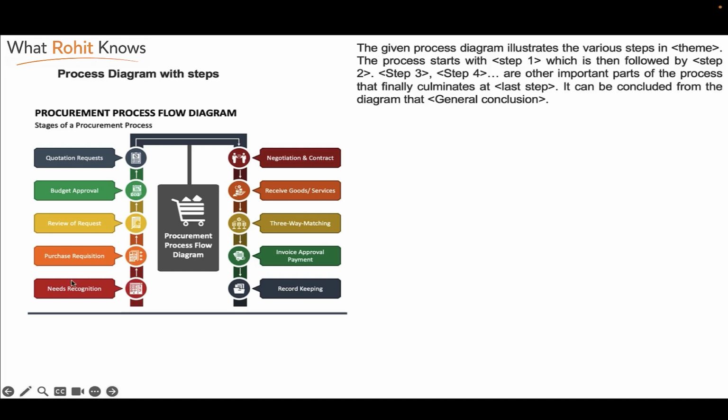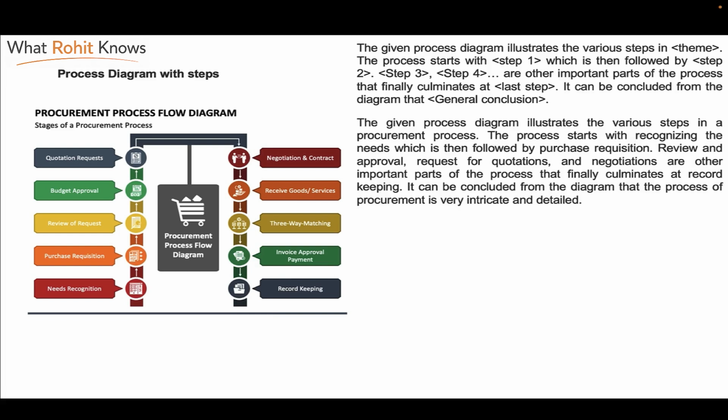Then you have to talk about the first step. So the process starts with step 1, which is then followed by, because the steps come in a sequence, which is then followed by this, this, this. Talk about 2, 3, 4 steps. Then go to another one, step 4, etc. These are other important parts of the process that finally culminates at, you must talk about the last step. And then a general conclusion. Let me show you an example.